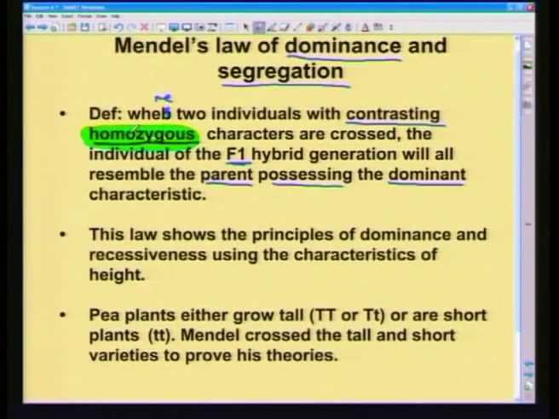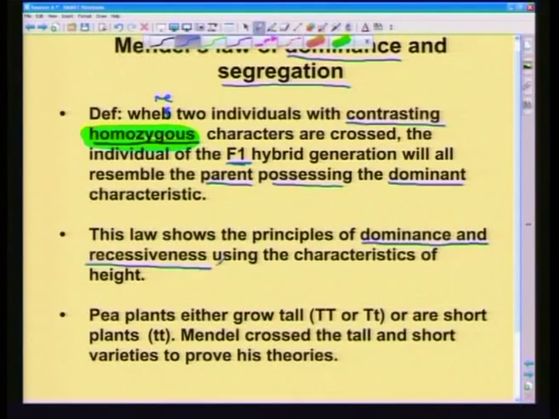So don't get thrown by the fancy words. 2 parents with homozygous characteristics, they are homozygous. The offspring in the F1 will resemble the parent with the dominant characteristic. Now, this law shows the principles of dominance and recessiveness using the characteristic of height.